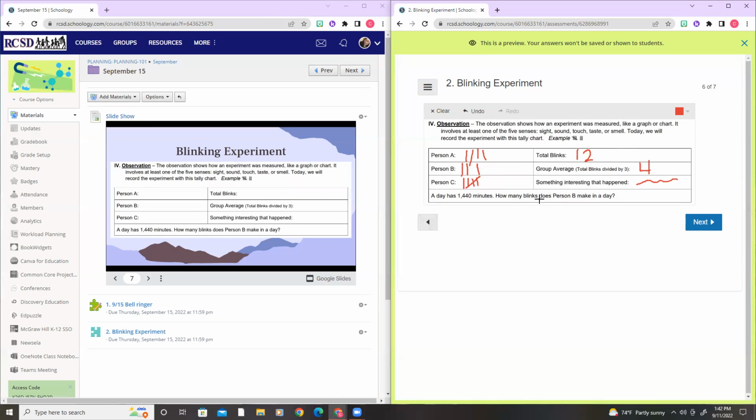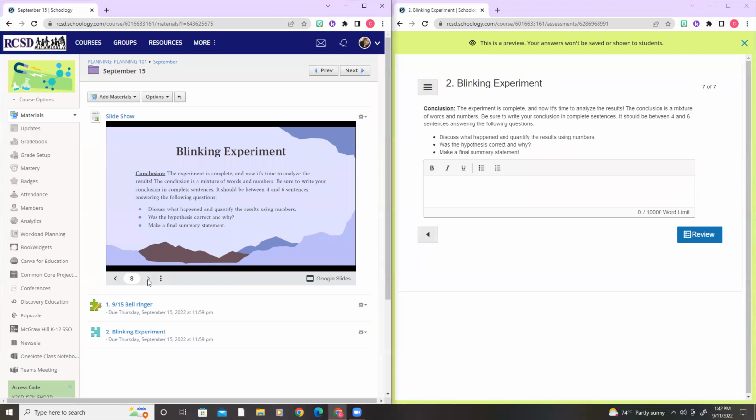After that, we have to make this assumption here. If a day has 1,440 minutes, how many blinks does person B make in a day? So we will have 3 times 1,440. Again, you can use a calculator. You don't have to write out the equation. You can just write the answer in there.